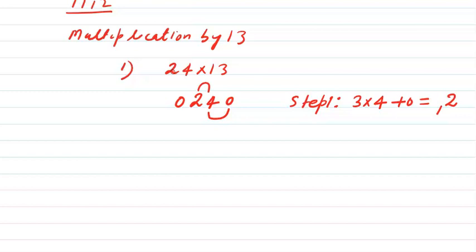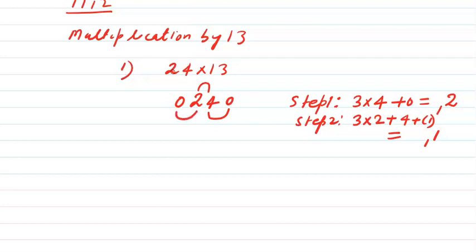Next is 24, step number 2. In step number 2, you multiply 2 by 3, so 2 into 3 plus 4, and then plus 1, this carryover term. So how much do you get? 3 into 2, 6, plus 4, 10. 10 plus 1 is 11, so you write 1, and 1 is the carryover term.